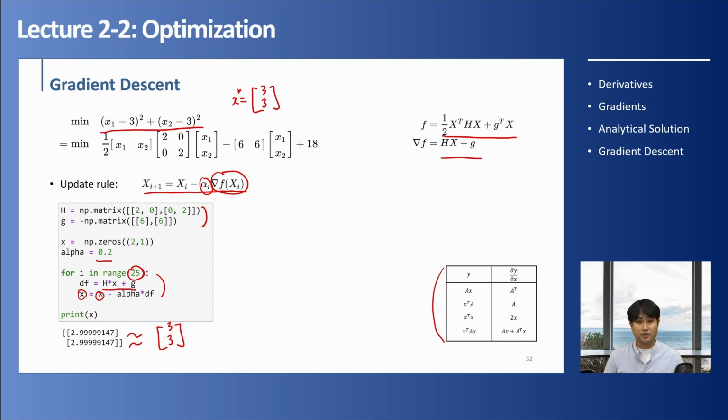Alright, so today we've looked at two different ways to solve optimization problems. First, directly through analytical solutions, and second, through gradient descent. In the next lecture, I'll be looking at some examples of optimization problems.